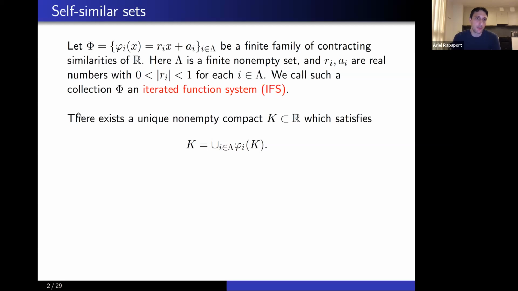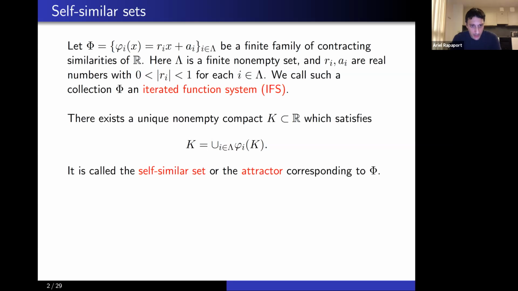It is well known that for such an IFS there exists a unique non-empty compact subset K of R which satisfies the following relation: this set K is equal to the union over i of its own images with respect to the maps in our IFS, phi i. And this set is called the self-similar set, or the attractor, which corresponds to the IFS phi.